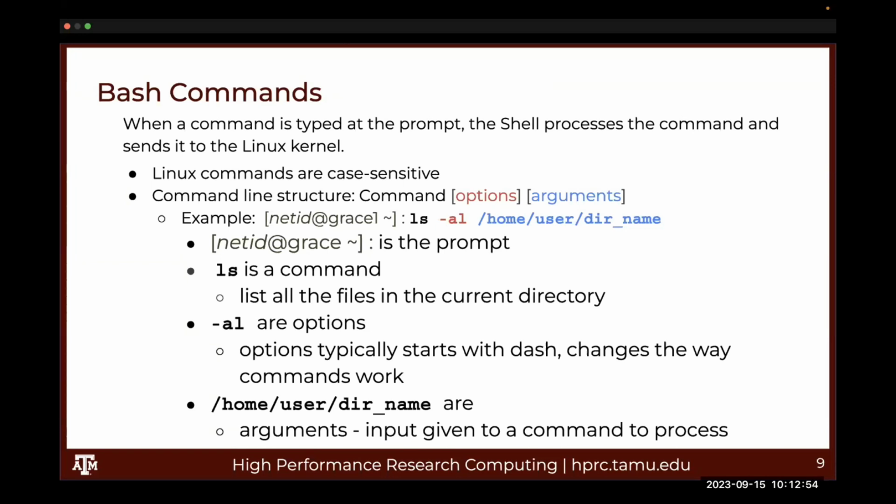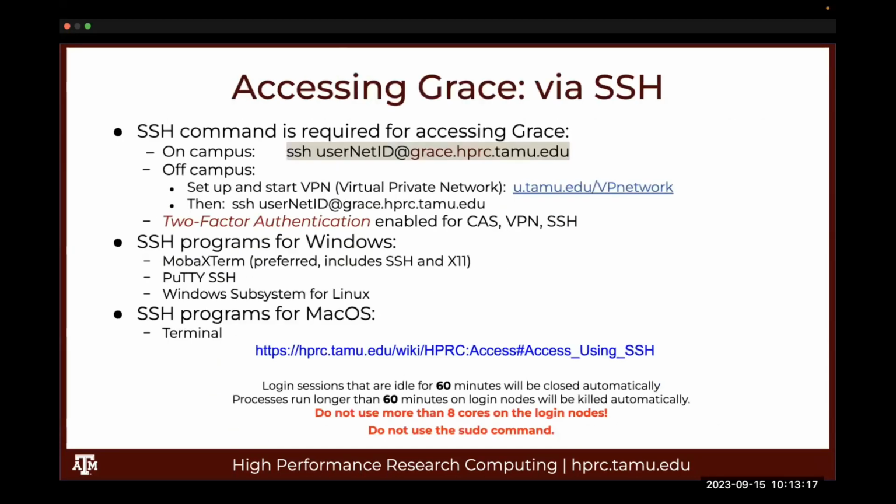A and L are the options. We'll go over ls later, but A lists all the files, even hidden ones within a directory. L does it in the long format. And then to provide a specific path, we'll include this argument home/user/directory name.